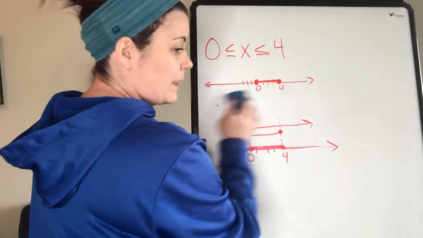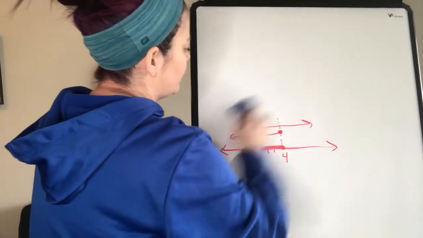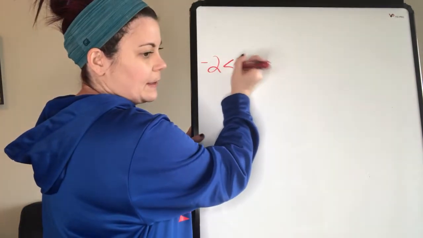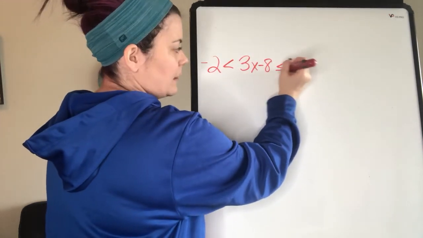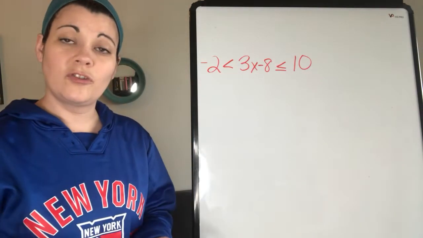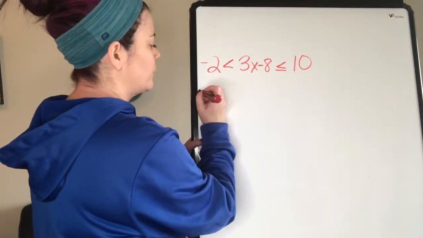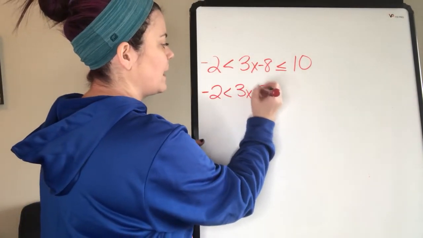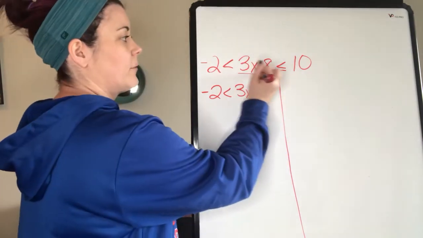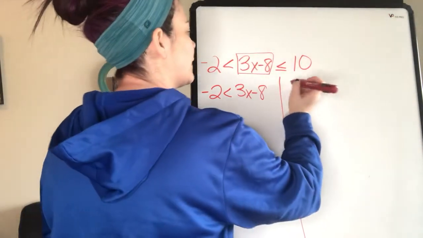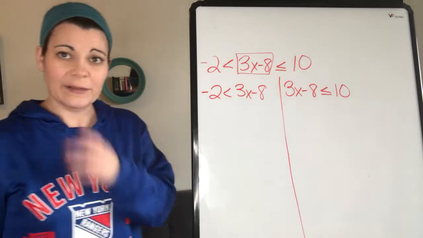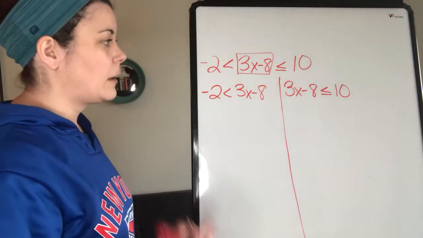Now, let's talk about solving an and one. So if you have -2 is less than 3x minus 8 is less than or equal to 10. When you solve an and, you can split it up into two problems. So I'm going to split it up. -2 is less than 3x minus 8 is my first one. And then my second one, the middle term is going to be included both times. My second one is 3x minus 8 is less than or equal to 10. So now I have two inequalities that I'm going to solve.